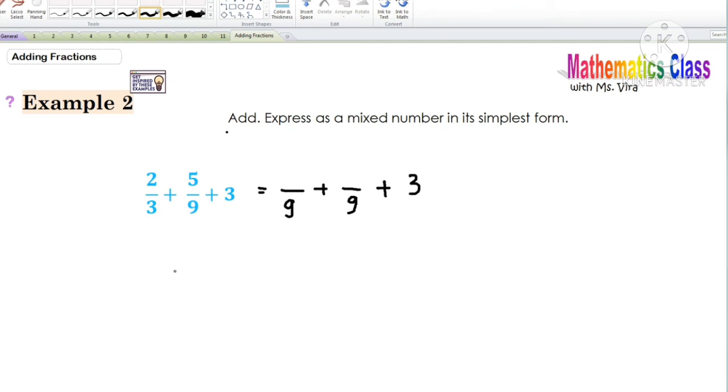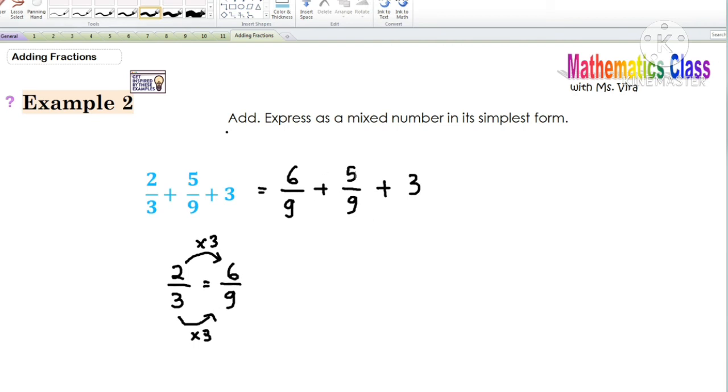So 2/3 we exchange into a fraction with denominator 9. 3 times 3 is 9. If denominator times 3, numerator also times 3. So 2 times 3, 6. So 2/3 exchange into 6 over 9. 5 over 9, it's still the same because we use denominator 9.